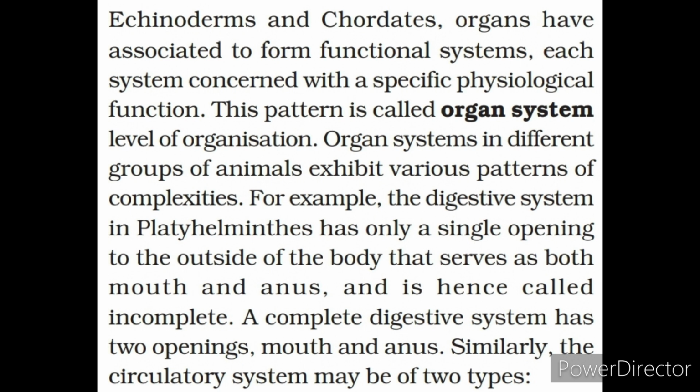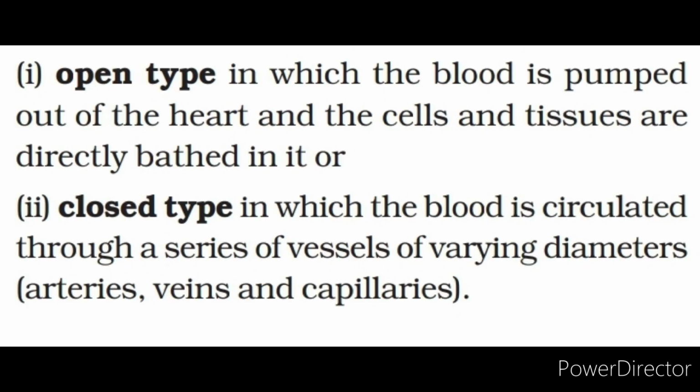Similarly, the circulatory system may be of 2 types. 1. Open type, in which the blood is pumped out of the heart and the cells and tissues are directly bathed in it, or 2. Closed type, in which the blood is circulated through a series of vessels of varying diameters, arteries, veins and capillaries.